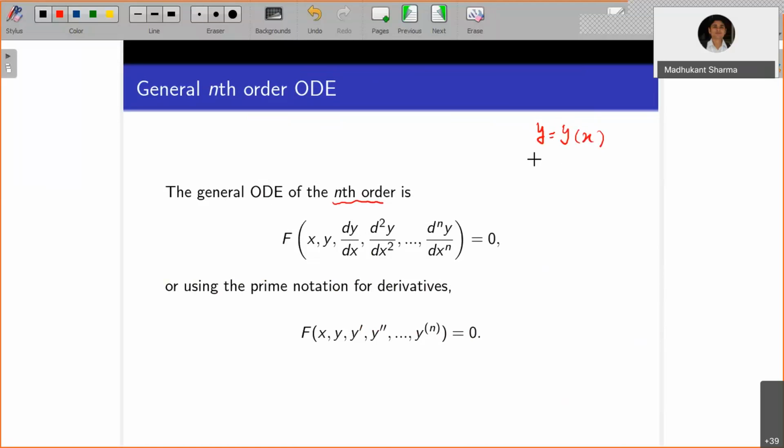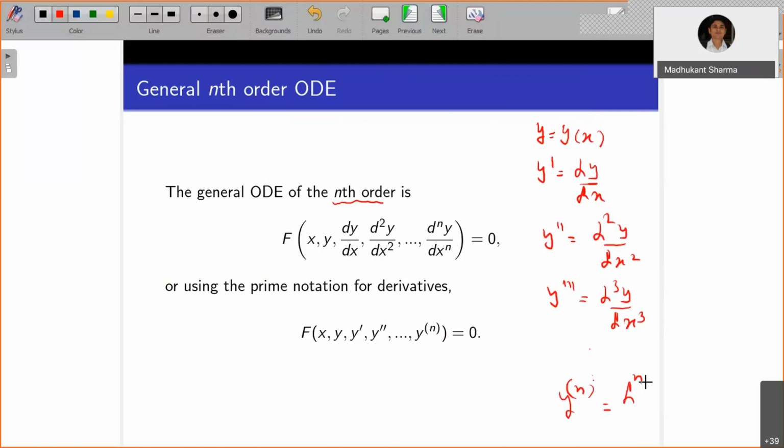Okay, and y dash is denoted by dy by dx, y double dash as already mentioned is d square y by dx square, the third derivative is d cube y by dx cube, and so on. So the nth derivative y^(n) is equal to d^n y by dx^n. So there are two types of notation.